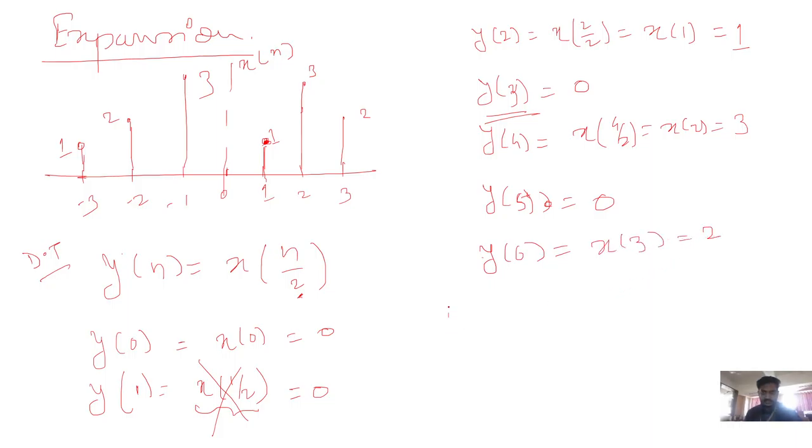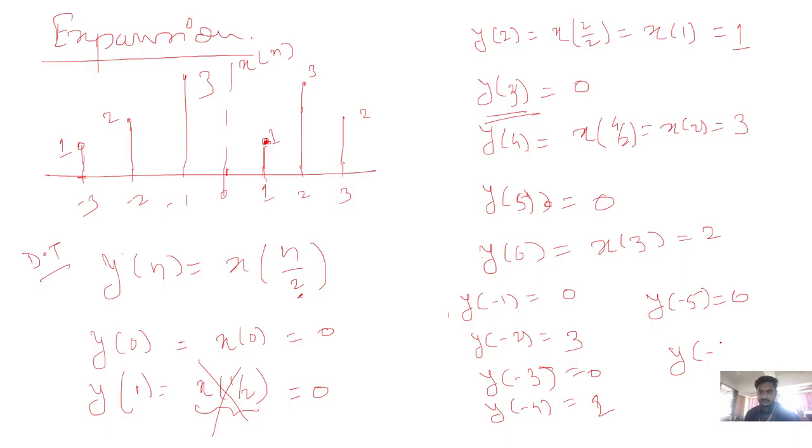Okay. Similarly, directly I will write for minus 1 is going to be 0, y of minus 2 is going to be 3, y of minus 3 is going to be 0, y of minus 4 is going to be 2, y of minus 5 is going to be 0, and y of minus 6 is going to be 1.